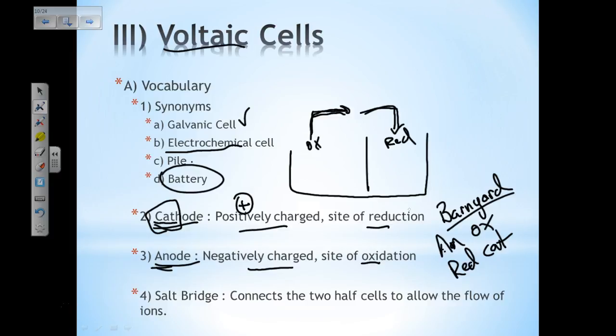Okay, and the last thing that you need to know is that you can connect the oxidation and the reduction side of your reaction with a wire, but there has to be a way for ions to flow back across to keep everything balanced out, and this is what we call the salt bridge. So that's the vocabulary of the voltaic cell.